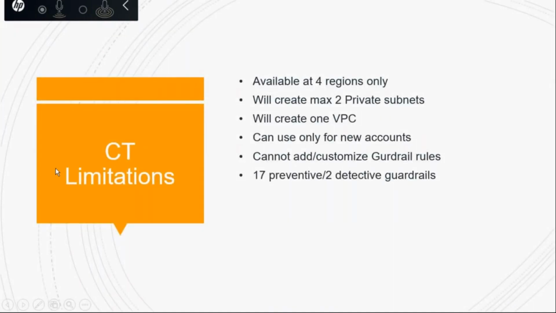So Control Tower limitation as of now is that it is available for only 4 regions. We can create a maximum of 2 private subnets, not more than that by default, and it will create only one VPC. You can use it only for a new account. You cannot use it for existing accounts.